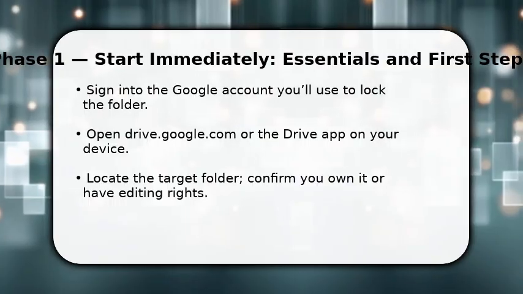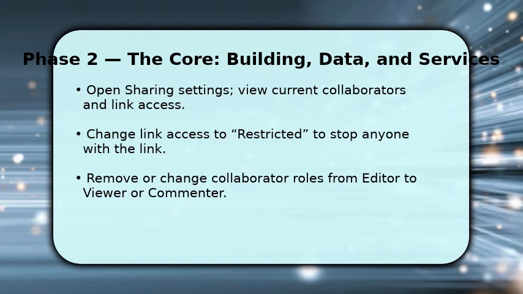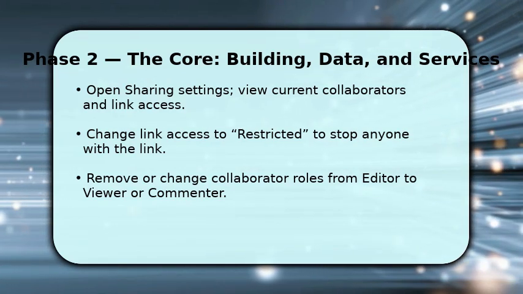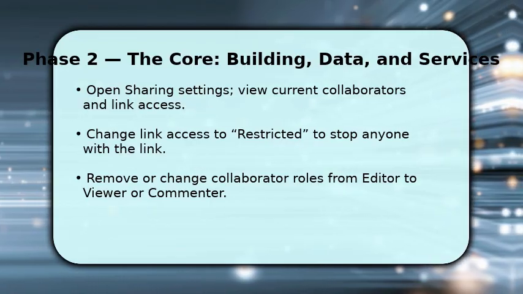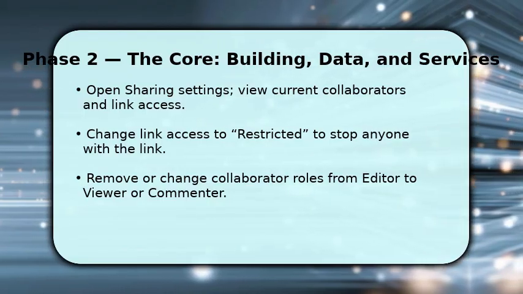Now proceed to the sharing controls. Don't skip ownership checks. Now open sharing settings. Click Share and review who has access and what the link does. Change link access to restricted so only specific people can open the folder. This immediately blocks open link sharing.